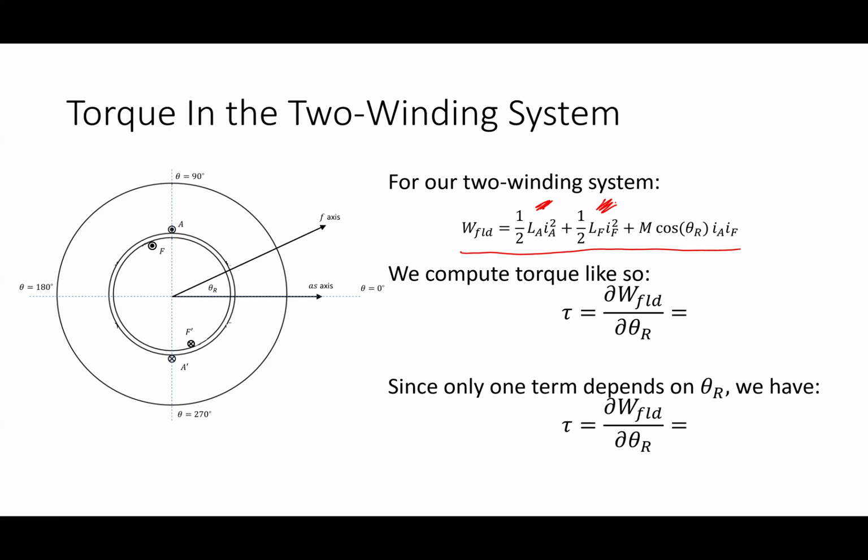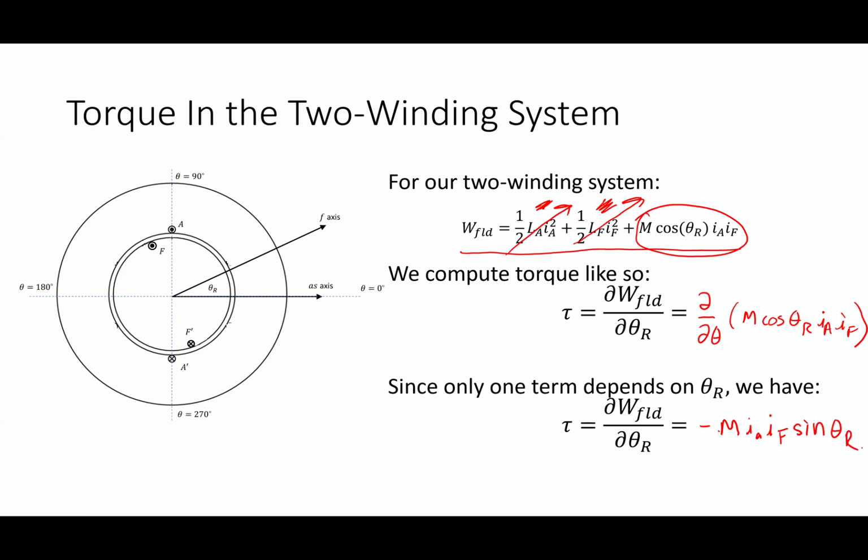Yeah, this is the only one here that depends on position, theta_R. So when I take the derivative of this expression, this term goes away and this term goes away, and I end up just taking the derivative of the M cosine theta_R I_A I_F. If I take the derivative of that thing, it becomes negative M I_A I_F times the sine of theta_R.